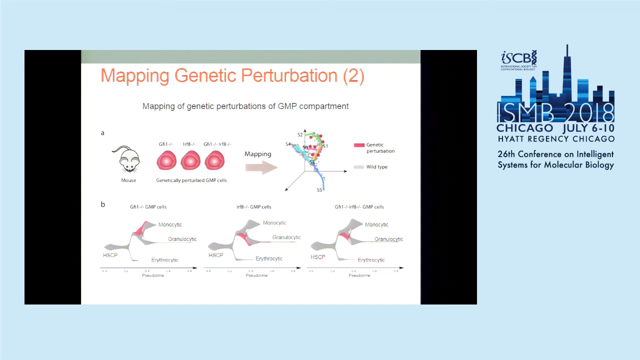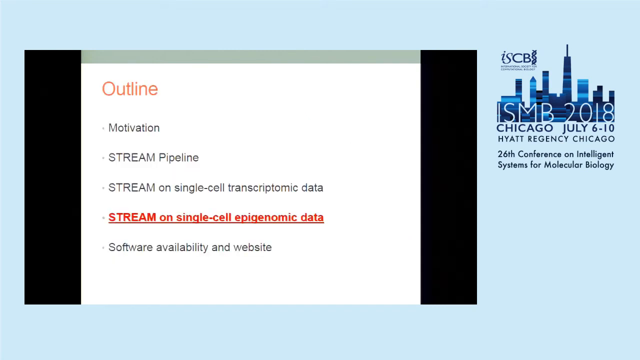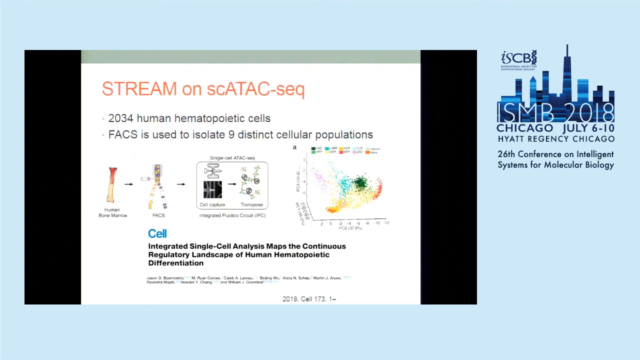how cancer cells arise. And then further, we extend STREAM to the epigenomic data set. We have been collaborating with Jason Buenrostro. They provided us with this awesome single-cell ATAC-seq data set.